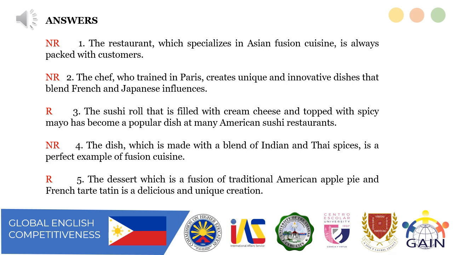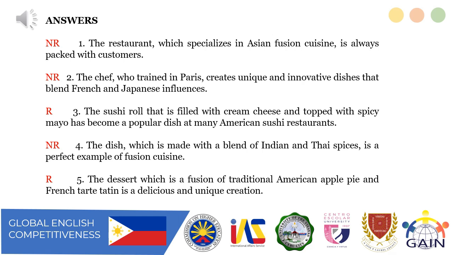Number 4, the dish, which is made with a blend of Indian and Thai spices, is a perfect example of fusion cuisine. The clause, which is made with a blend of Indian and Thai spices, is an example of a non-restrictive relative clause. It's non-restrictive because it does not provide essential information to the noun, the dish.